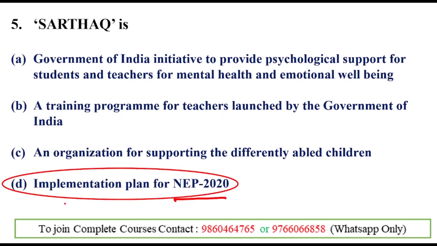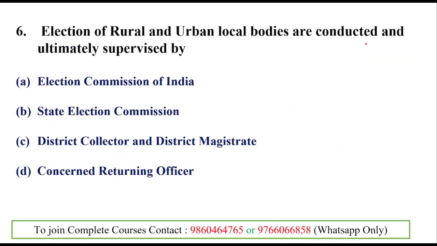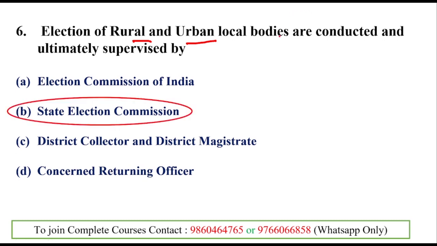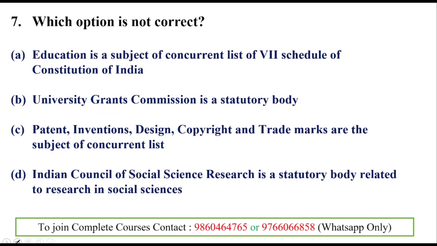Clear? Moving to the next one, are conducted and ultimately supervised by. Generally we know the election is carried out by the Election Commission of India, and in this case, rural and urban local bodies. So the elections carried out in the local bodies are conducted and ultimately supervised by the State Election Commission. Clear? And the next one, which option is not correct?